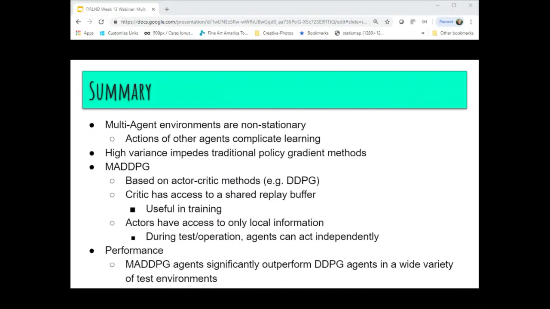And then we talked about several environments this was demonstrated with, and how the performance of the multi-agent version of DDPG significantly outperformed the traditional DDPG in those different test environments. So as I said, it's a very interesting algorithm. It's a pretty simple extension of the traditional DDPG.